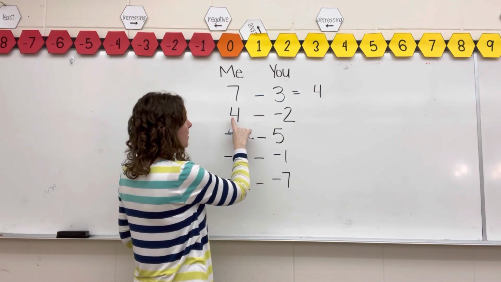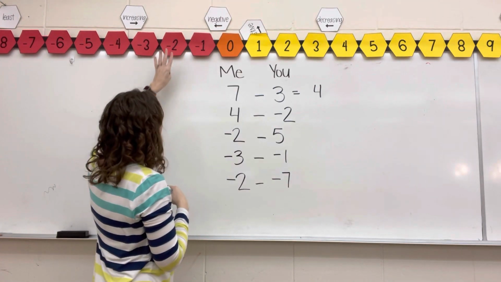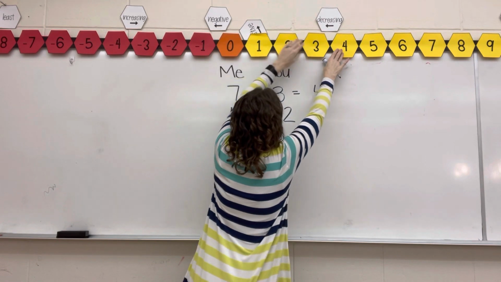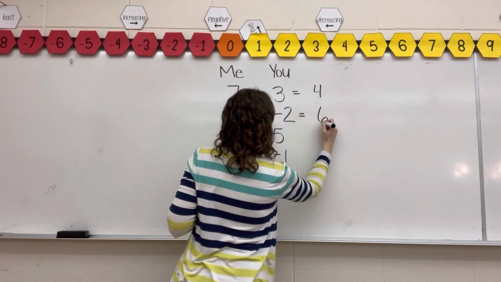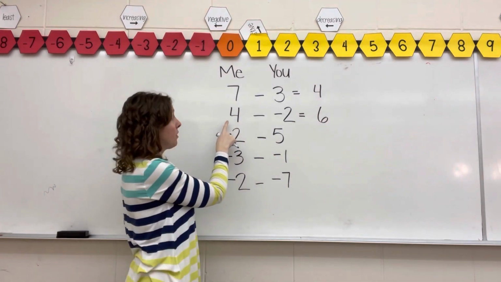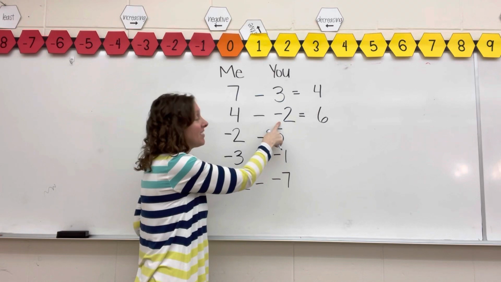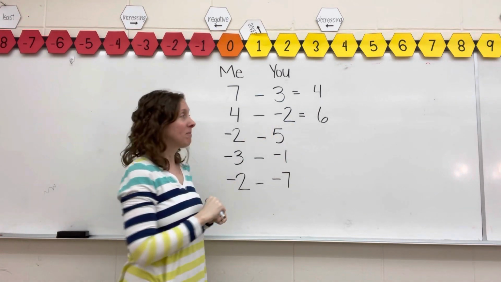The next one, the difference between 4 and -2, -2 is here, 4 is here. 1, 2, 3, 4, 5, 6, they're 6 away from each other, okay? I have $4, you have -$2. Again, I have more money, so it's going to be positive.